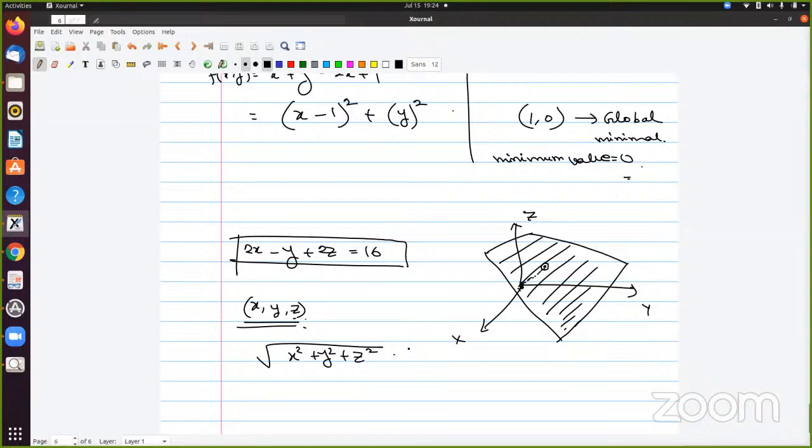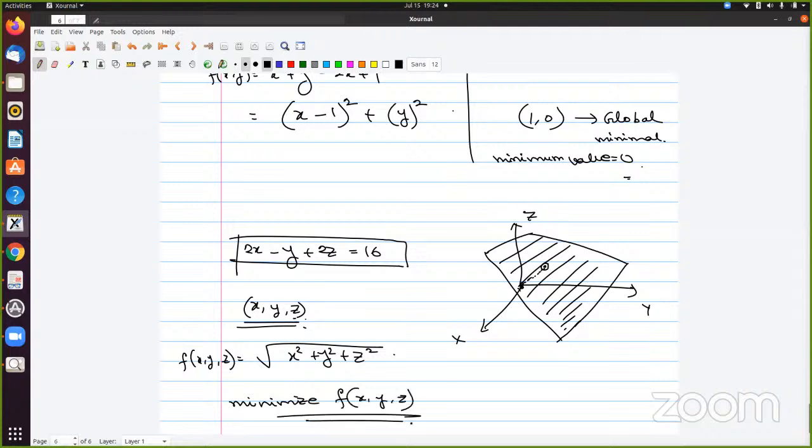Is it clear till this point? Clear to everyone? Yes, sir. So basically this is your function, and you have to minimize it.